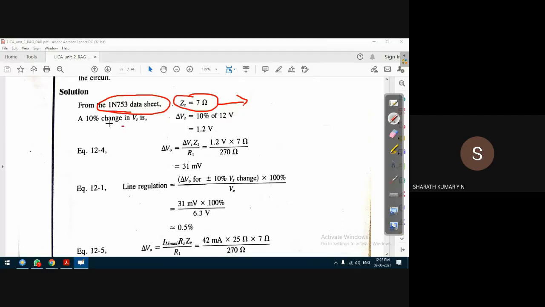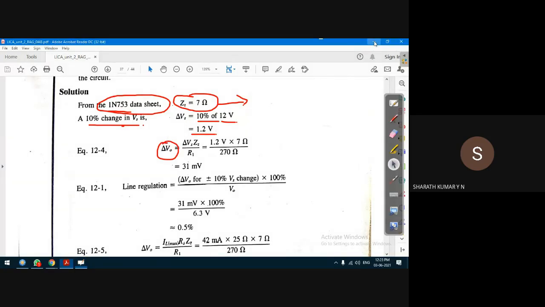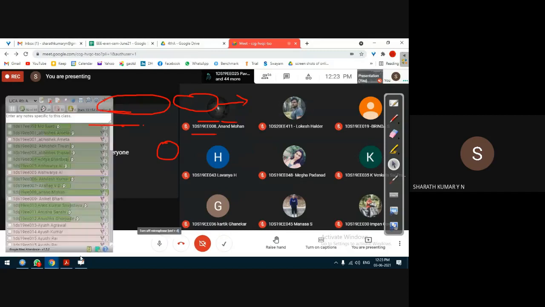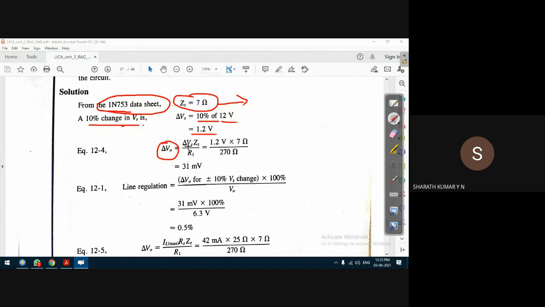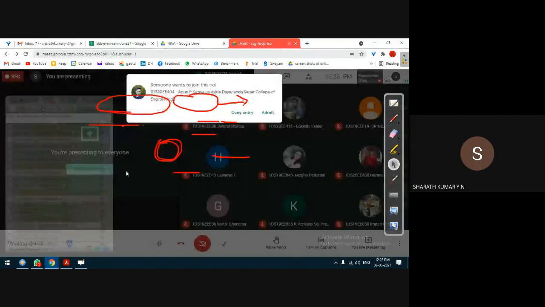So for line regulation, consider a 10% change in Vs. Vs is 12 volts, and 10% of 12 volts is 1.2 volts. So the change in output voltage for a 10% change in the supply voltage can be determined as delta Vs times Zz divided by R1. Substituting the values, we get 31 millivolts. This is the change in the output voltage. From that, we have to find the line regulation.